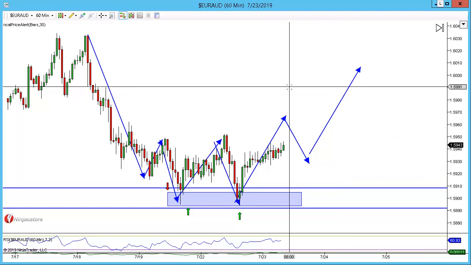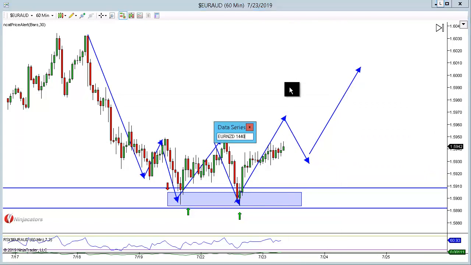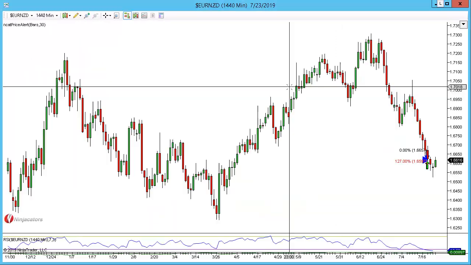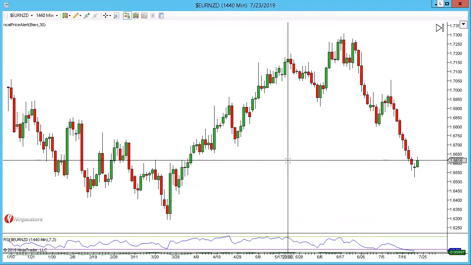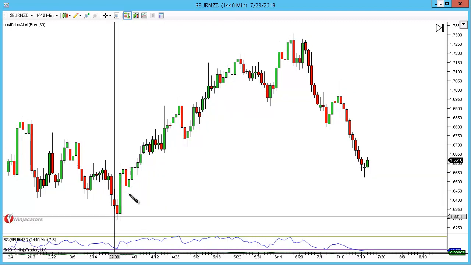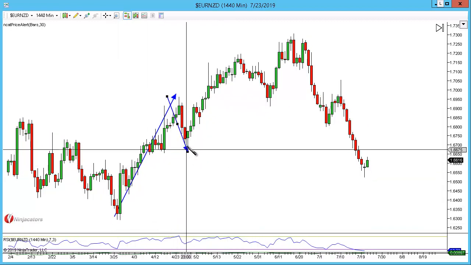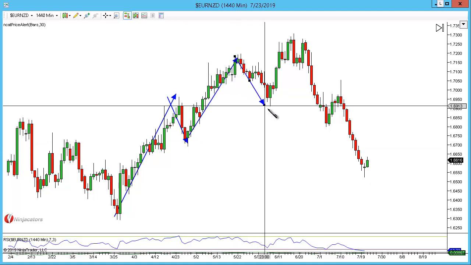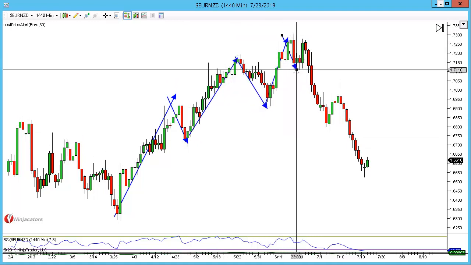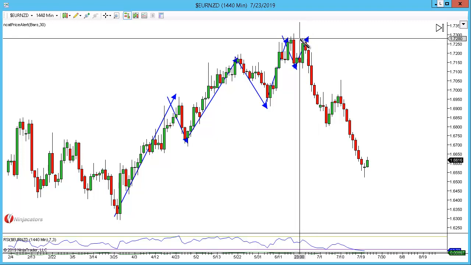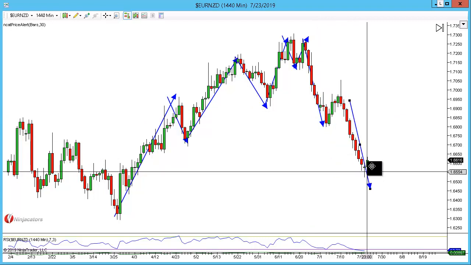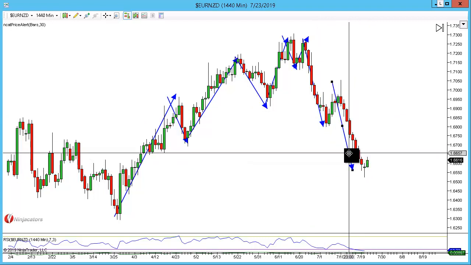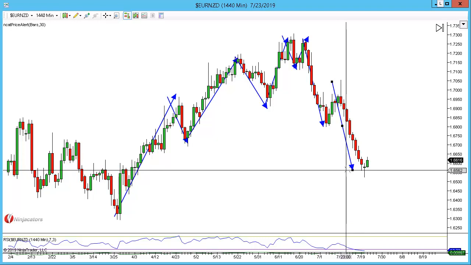The last one I want to take a look at is the Euro New Zealand, and we had a triangle. It looks as though it's going to be invalid now. So here on the Euro New Zealand, we had a move higher, a pullback, a move higher, a pullback, then we had a double top. Now from this double top I'm going to draw out an AB equals CD pattern, and you can see that we've actually come into that zone right now.